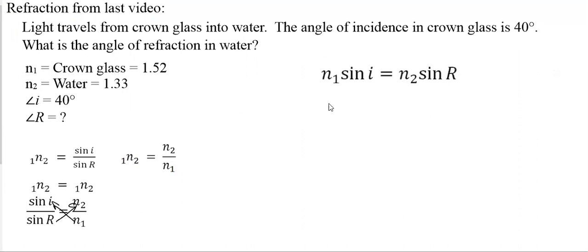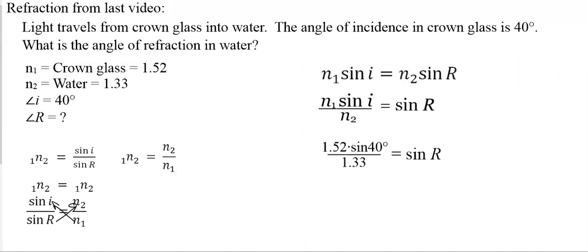But I would just expect you guys to start with Snell's law. In this case, you don't know what your refracted angle is, so you just manipulate it, divide both sides by the second medium's index of refraction. Plug in the numbers, 1.52 divided by 1.33, all multiplied by sine of 40 degrees. Should give you a nice little decimal number, 0.735, something, something, something. Now this is just a rounded figure.